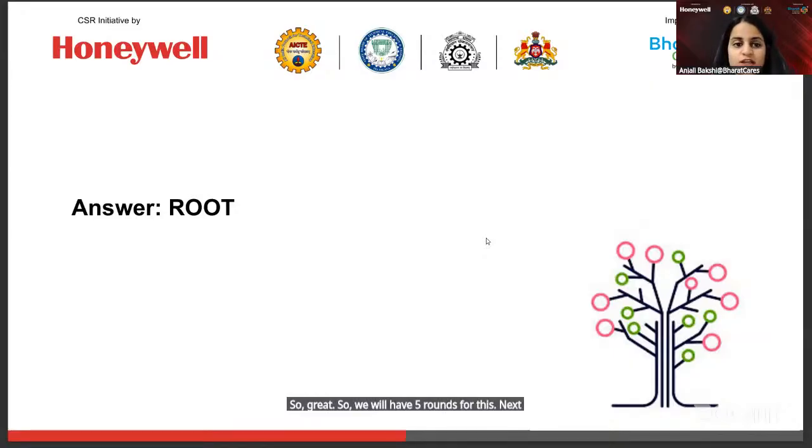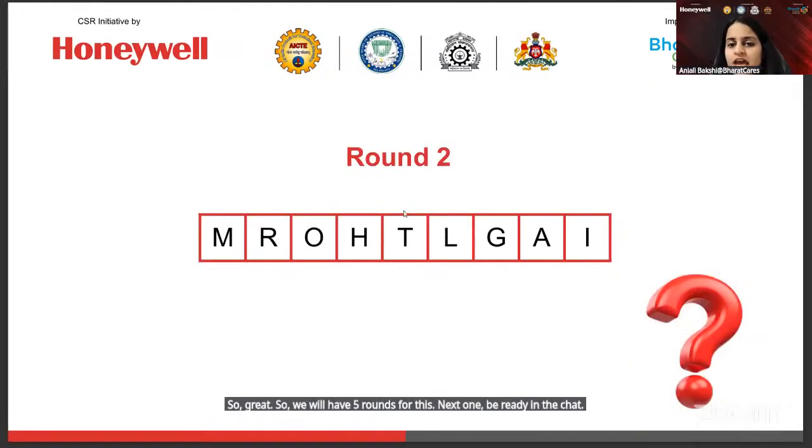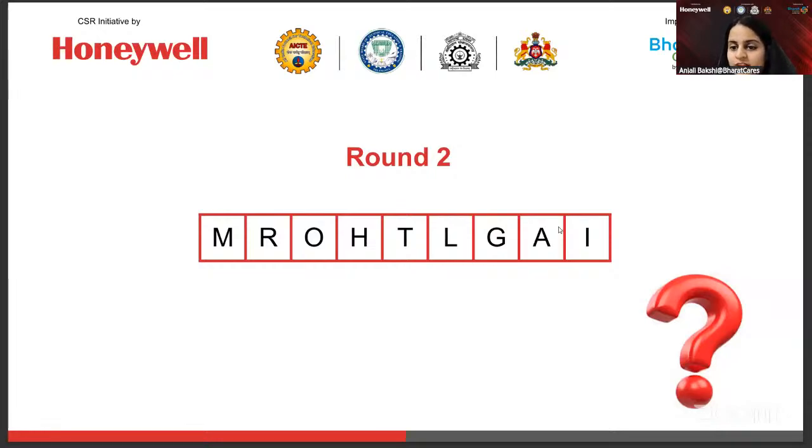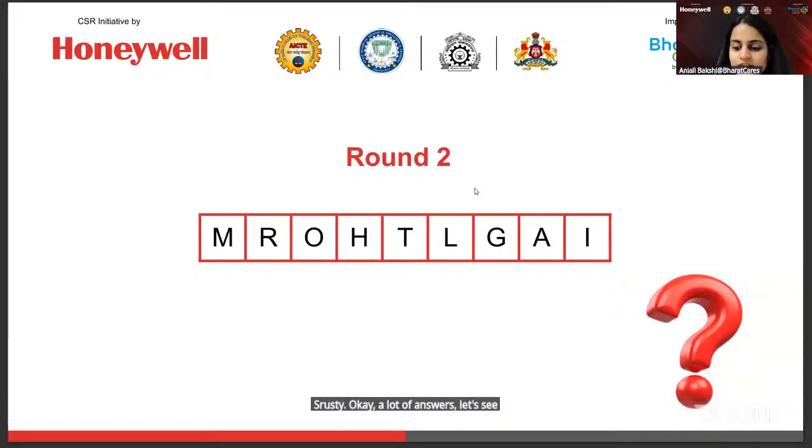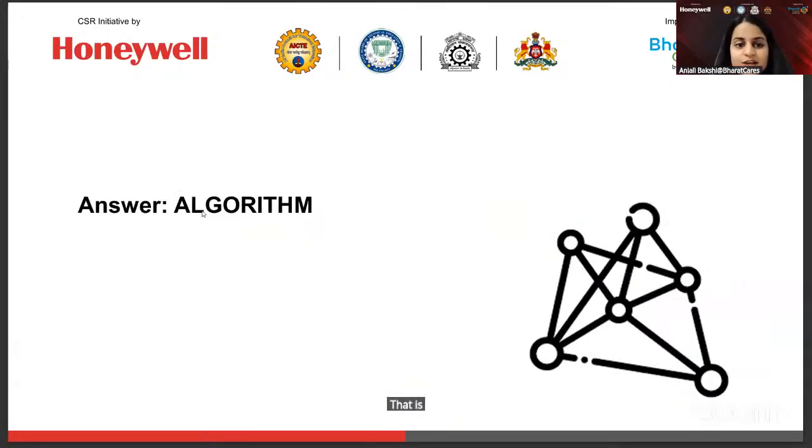Next one, be ready in the chat. What can be formed from this? Okay, Dhruva, give me one answer. Sanidhi, Neha, Srushti. Okay, a lot of answers. Let's see the answer to it. That is algorithm, right? So, without algorithm, AI is just a dream. So, let's move on to the third round.